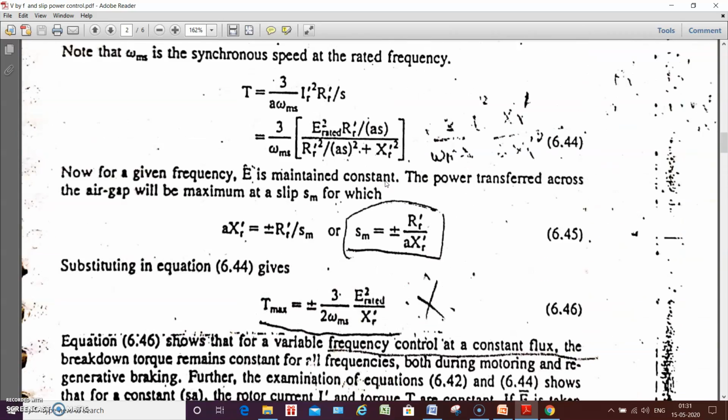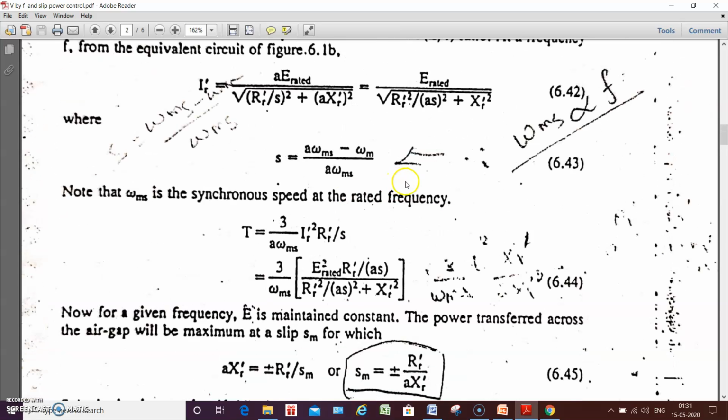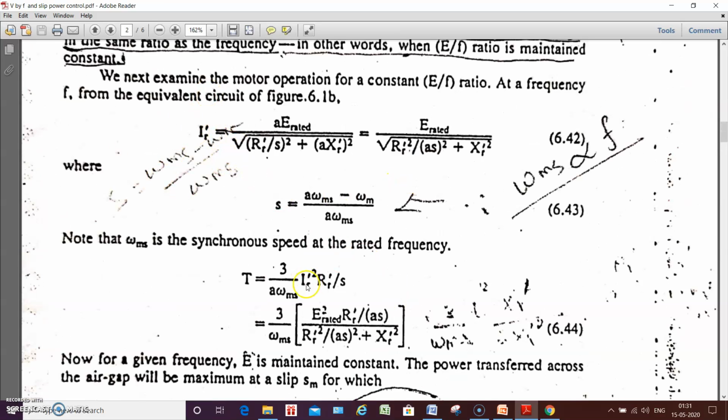And another equation I'm going to explain to you is the torque equation. So this is the current equation, and the torque equation for a three-phase induction motor is 3 I_R squared R dash by S. It is actually P_G by omega ms, which is the equation for torque. Either it is P_G by omega ms or it is P_M by omega m, so you can use either equation. Here we have used P_G by omega ms. So here P_G is the air gap power or rotor input power.